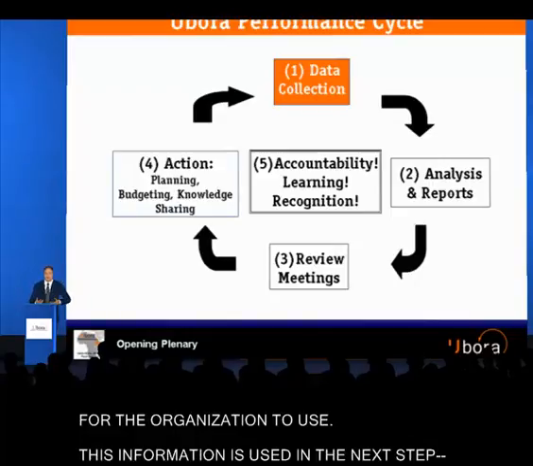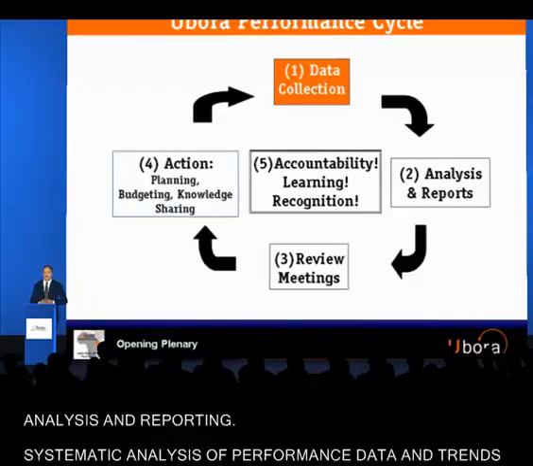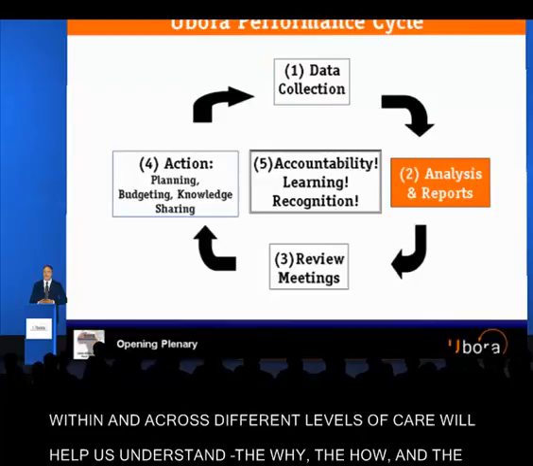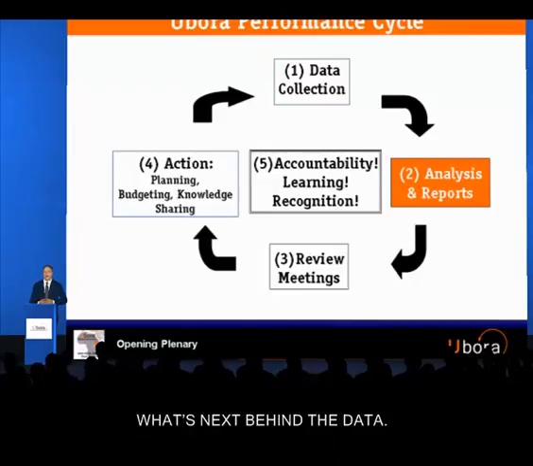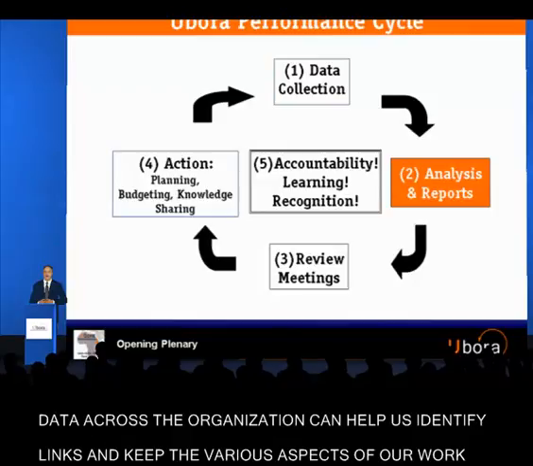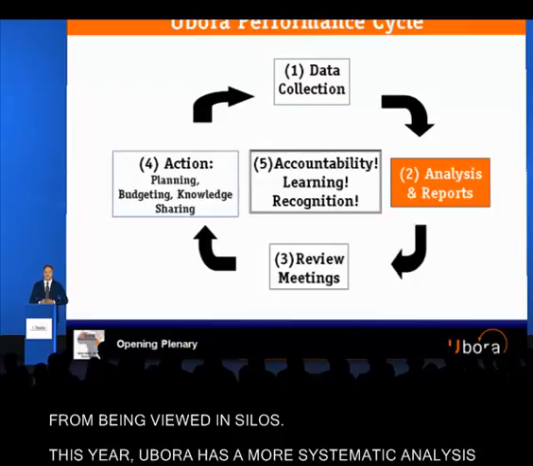This information is used in the next step, analyzing and reporting. Systematic analysis of performance data and trends within and across different levels of care will help us understand the why, the how, and the what's next behind the data. By analyzing individual data sets, we can understand its context better, and by analyzing data across the organization, it can help us identify links and keep the various aspects of our work from being viewed in silos.